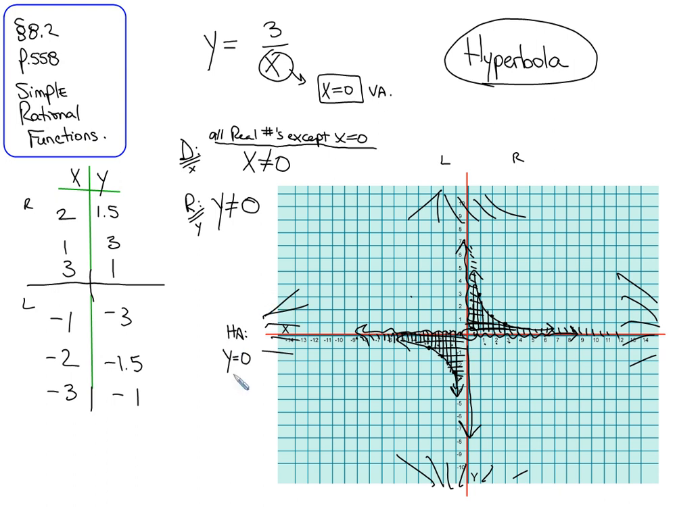Notice our horizontal asymptote is y equals 0. Our range is y is not equal to 0. Do you think that is always going to hold for these simple rational functions? Yeah, it's part of what makes them simple. Now, in the next section, that won't be the case. We'll talk about domain and range in the next section when we get to it, but it'll be a little bit more complicated.